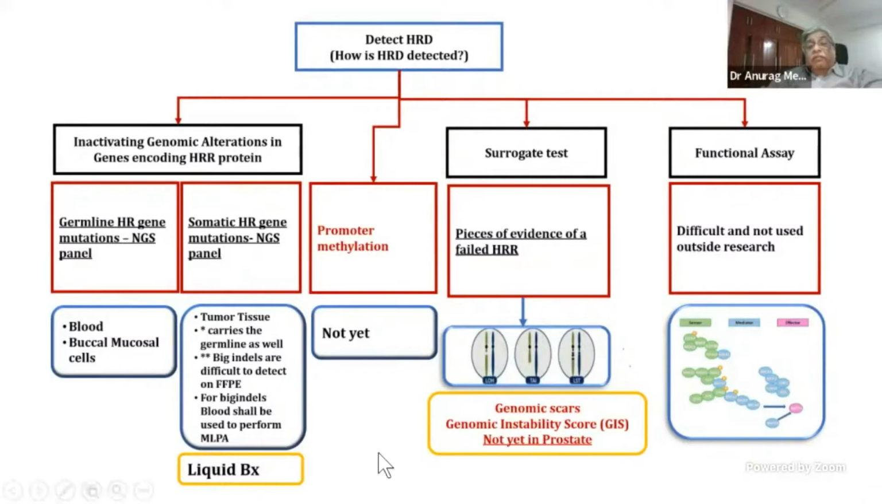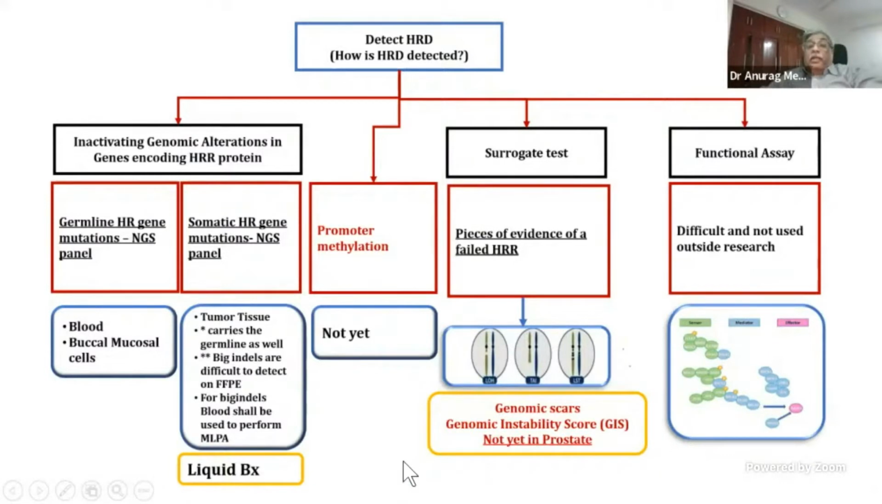And these can be seen in the form of loss of heterozygosity, telomeric allelic imbalances, and large state transitions. This test is used as a predictive marker in ovarian cancer. However, it has not been used as a predictive marker in prostate so far.